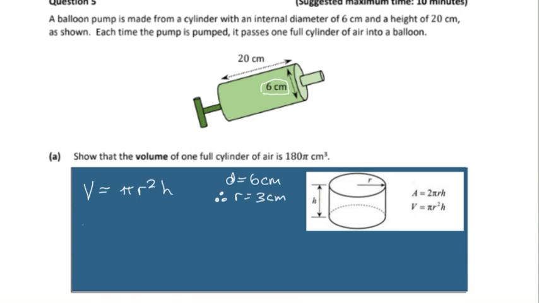That's the only change we have to make here. As you can see, the height there is 20. So pi by 3 squared by 20. 3 squared is 9, and 20 by 9 is 180. So therefore, we got 180 pi centimeters cubed, as it's a volume.